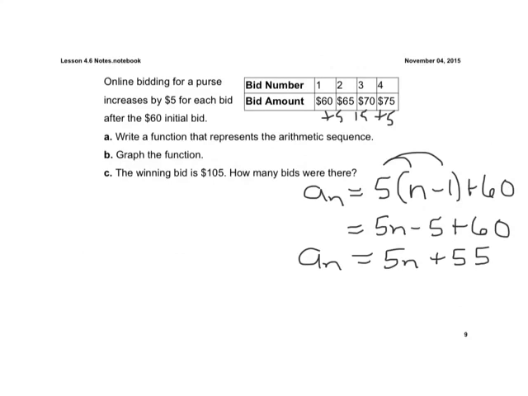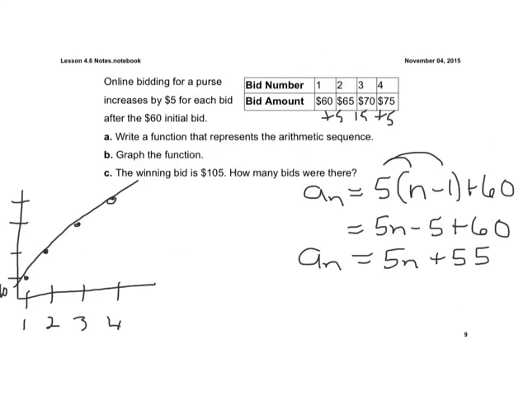That's part A. They also want us to graph it. Let's just graph this, a rough sketch. Our bid numbers are down here: 1, 2, 3, 4. Let's start at 60. I didn't leave myself much room. 60, 65, 70, 75. So at 1, we're at 60. At 2, we're at 65. At 3, we're at 70. And at 4, we're at 75. Notice it's arithmetic. It's on a line. We see that it's an arithmetic sequence.